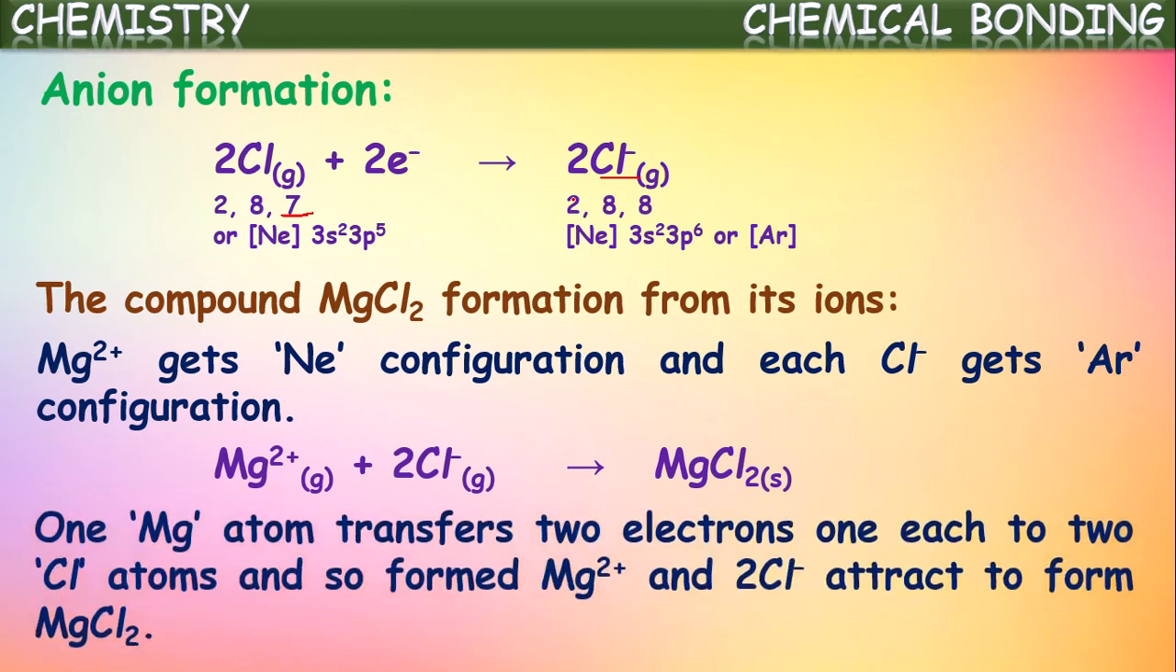So one magnesium atom transfers 2 electrons, one to each of 2 chlorine atoms. Each magnesium atom loses 2 electrons, transferring them one to each chlorine atom, and thus Mg2+ and 2Cl- ions are formed, which attract each other to form magnesium chloride. In that way, the magnesium chloride ionic compound is formed from magnesium metal and chlorine non-metal by the transfer of electrons.